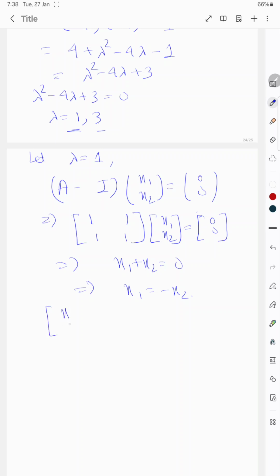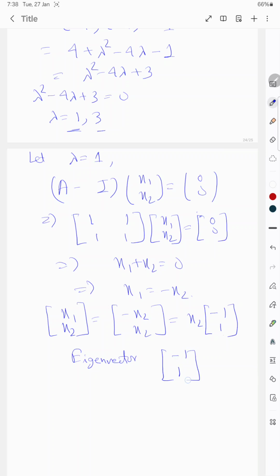Now if you have x1 and x2, and you write x1 equal to minus x2 in place, what you are getting is, if you take x2 common, minus 1 1, right? So the eigenvector is 1 times minus 1 1. Instead of that, if you write minus 2 comma 2, minus 3 comma 3, anything you can write, right? So this x2 is arbitrary, so the eigenvector is minus 1 1.